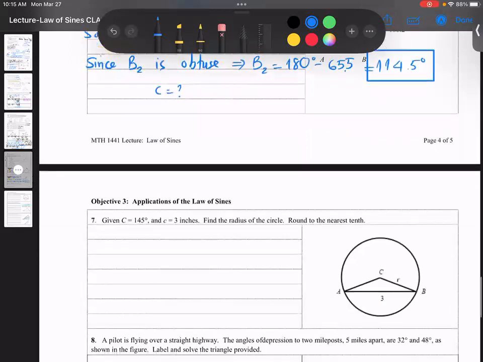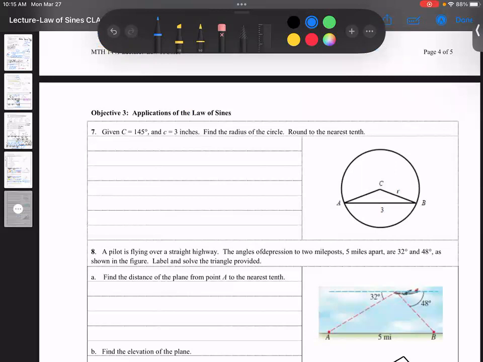All right, number 7. Given C equal to 145 degrees, so C is obtuse, C is big, and little c is 3. Find the radius of a circle. Do you agree with me that CB equal to CA equal R, right? They are both radii. Now, because the two lengths are equal, do you agree with me that angle A is equal to angle B? Yes, right. I know angle A equals angle B.